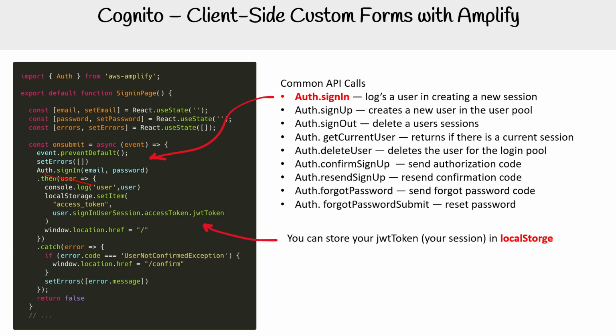One thing I want to point out is that notice that we are using local storage to store the JWT. I don't know why I didn't write this in here, but we also have sign in user session. I guess it's because this returns the session, but from the session, from the access token, we get the JWT token, and then we store it in our local storage, and that's how we're going to access it later on.